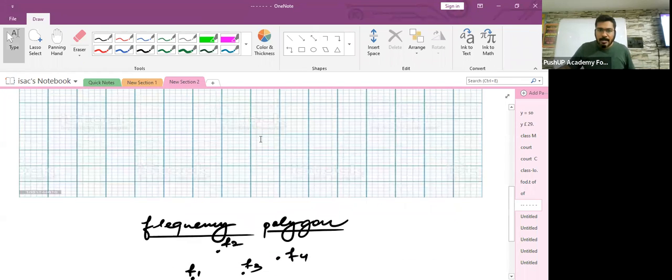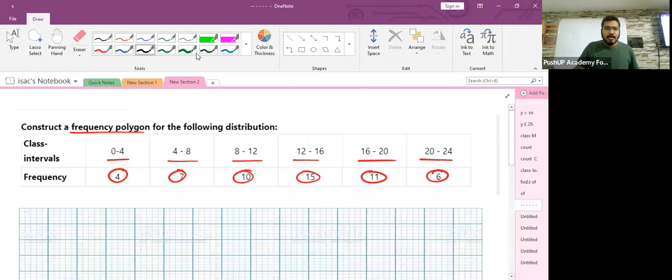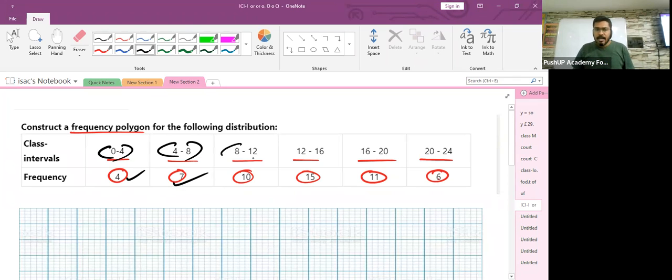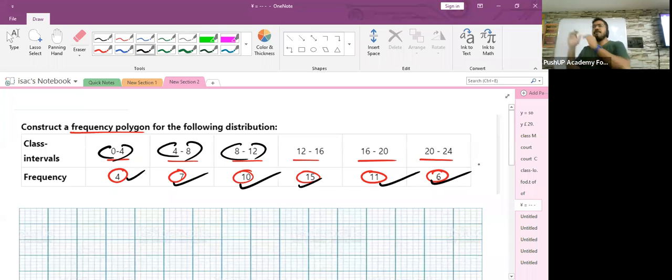Children, I am going back to the table given to us. Did you notice the class intervals are mentioned here, 0 to 4? It has got a frequency of 4. Then did you notice the second class interval 4 to 8? It has got a frequency of 7. Again, a class interval of 8 to 12, which has got a frequency of 10. So all these are the different frequencies which you have to represent for each and every class interval given to us.